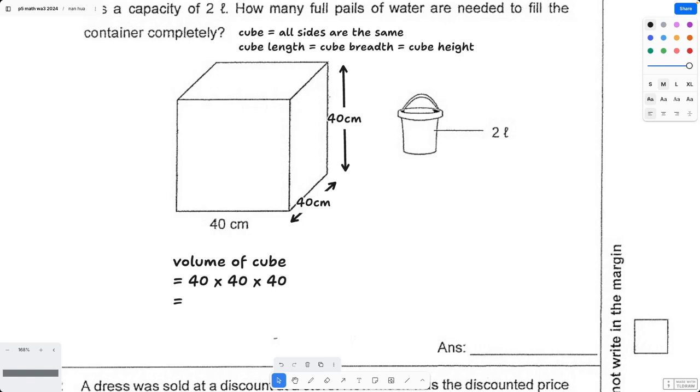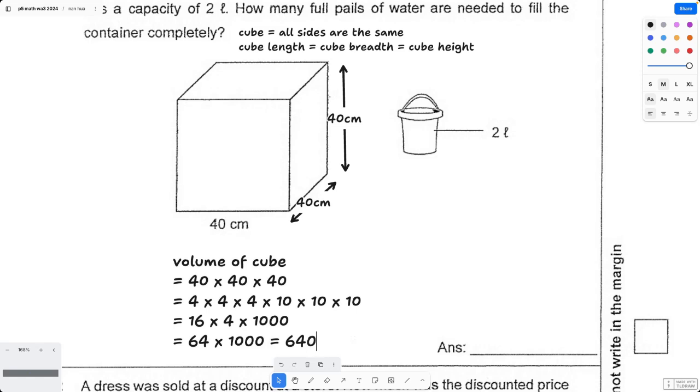And this will give us, in a way, 4 times 4 times 4 times 10 times 10 times 10. So 40 is basically like that, right? So 4 times 4 times 4 is basically 16 times 4 times 1000. And what is 16 times 4? This will give us 64 times 1000, equal to 64,000.